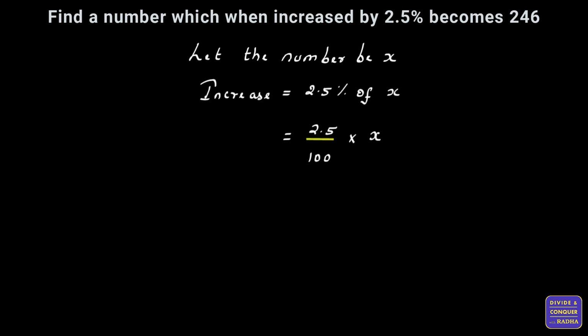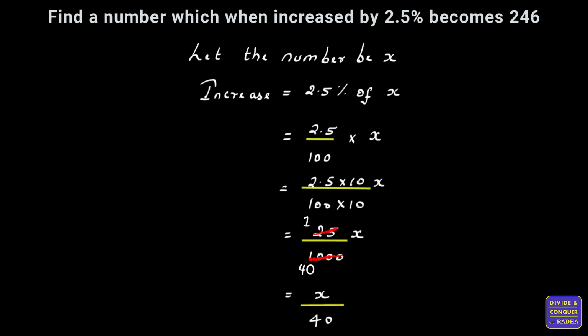So let's remove the decimal from the numerator. So multiply the numerator and the denominator with 10 because there's one decimal place. So we get 25 upon 1000 x. Reducing them to lowest terms, we get 25 times 1 is 25 and 25 times 40 gives us 1000. So we have x by 40.